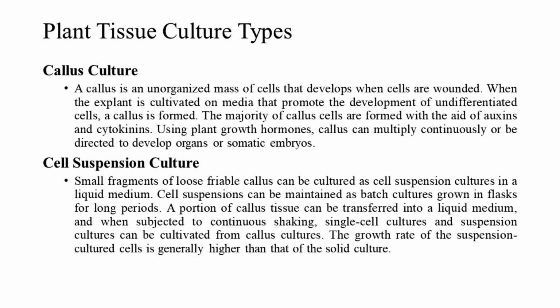Cell suspension culture. Small fragments of loose friable callus can be cultured as cell suspension cultures in a liquid medium. Cell suspensions can be maintained as batch cultures grown in flasks for long periods. A portion of callus tissue can be transferred into a liquid medium, and when subjected to continuous shaking, single-cell cultures and suspension cultures can be cultivated from callus cultures. The growth rate of the suspension-cultured cells is generally higher than that of the solid culture.